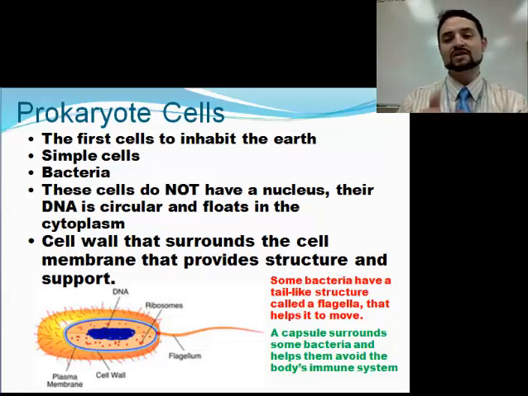Some bacteria have a tail-like structure called a flagella that helps them move, and it moves in a circular fashion like this. And as it whips around, it sometimes can even be used to help generate energy in the cell. Some bacteria will also, as you can see here, have a capsule that surrounds them and helps them avoid the body's immune system. You may have had a bacteria that was really hard to get rid of, like a strep throat bacteria. It could have been encapsulated, which is a sugary type material that helps it avoid being recognized.